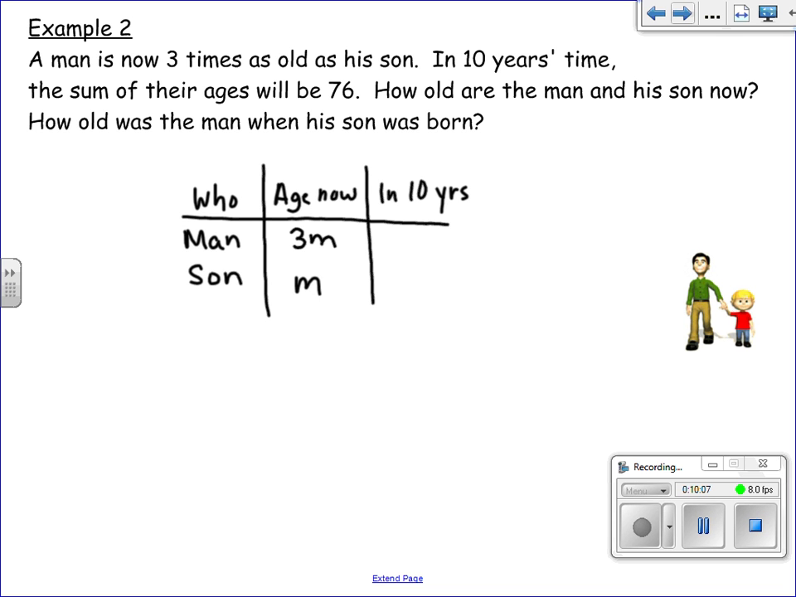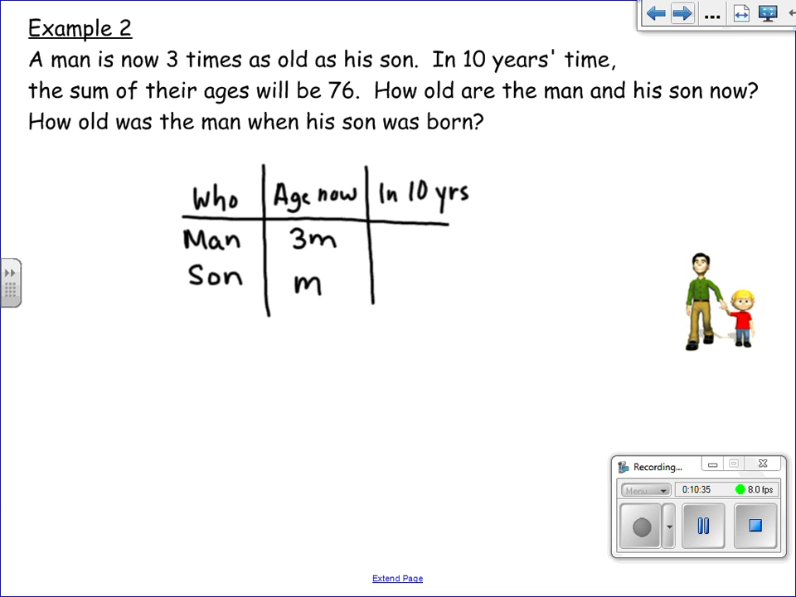Now, Mikey could have used M for the man, but what would the son have to be then? What would the son have to be, Will? 1/3 M. Yeah, and how many of you like to avoid fractions when possible? Yeah, me too. So if you can avoid it, avoid it. Now, this is really important. Don't look back at the problem now. You can always fill in this column, the last one, just based on the age now.